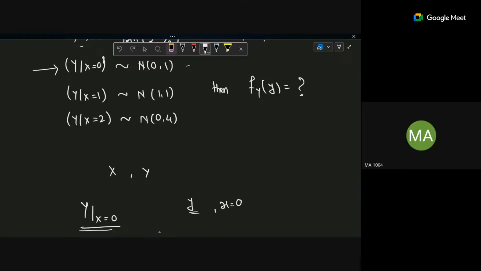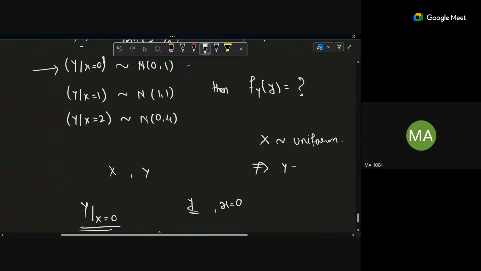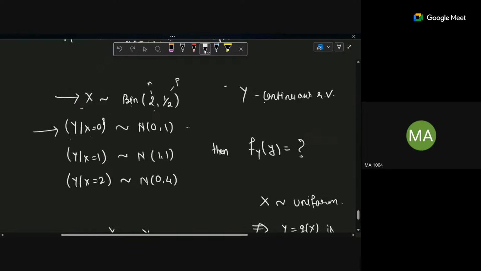Initially we observed one thing: if x is a random variable following a uniform distribution, that doesn't imply that y equal to g of x is also uniform. We clarified this with one example, 5x square plus 1. So if x is discrete and y is continuous, then y given x may follow any distribution. It depends on how they are distributed.